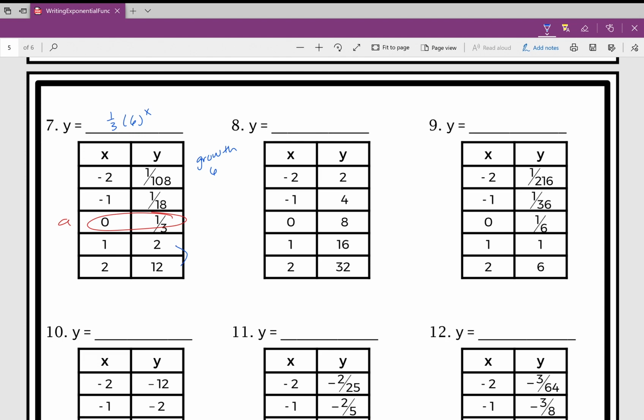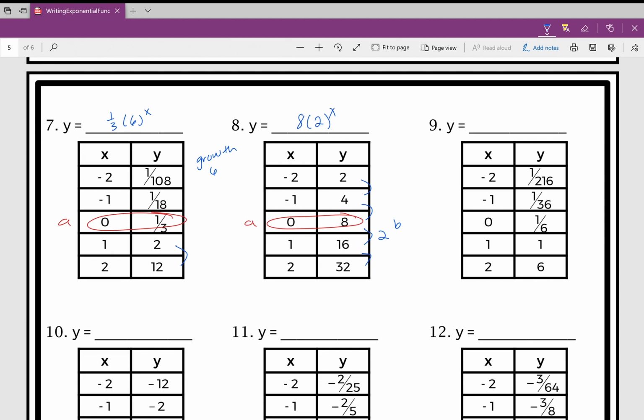Okay, go ahead and look at number 8. Okay, you should have got first the y-intercept of 8. That's our a value. And then you should have noticed that this is a growth. So it's growing by 2 each time. And that's our b value. So then this is a, which is 8, times 2, which is b to the x power.